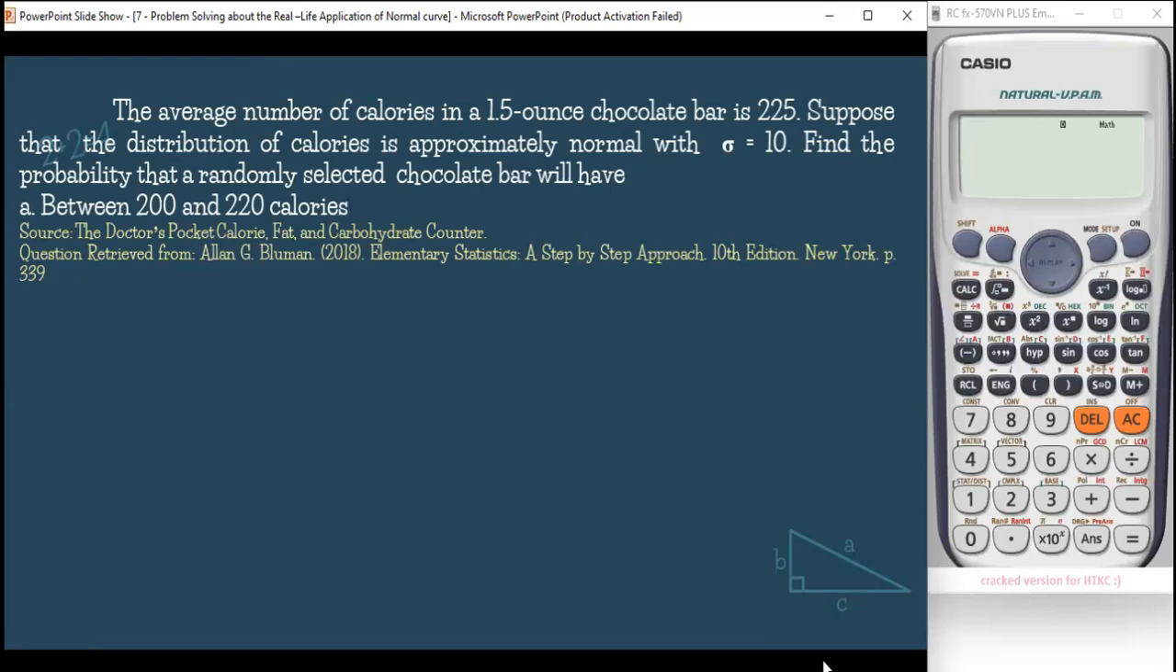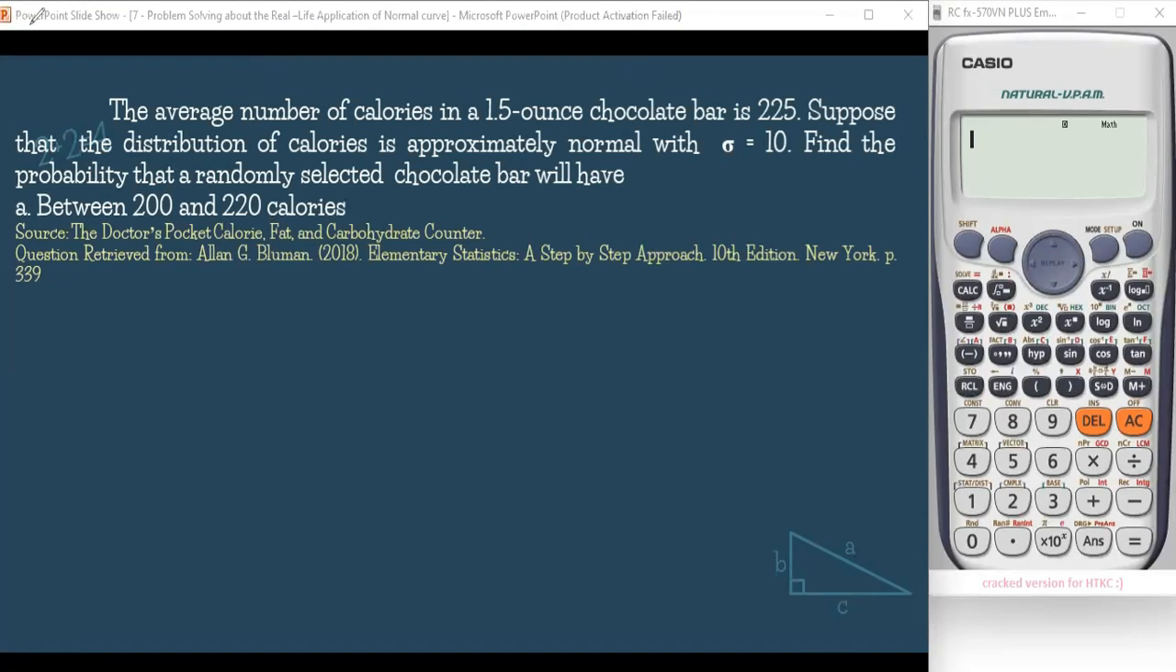So first things first, kailangan po nating alamin yung z-values ng 200 and ng 220. After that, since alam naman po natin kung paano kumuha ng area under the normal curve, considering na meron tayong 2 z-scores at kukunin natin yung between niya, pwede nating magawan to ng solusyon. So first things first, let us solve for the value of 200.